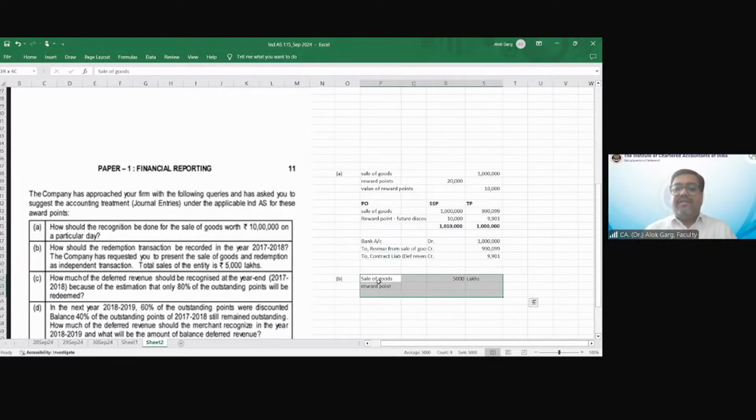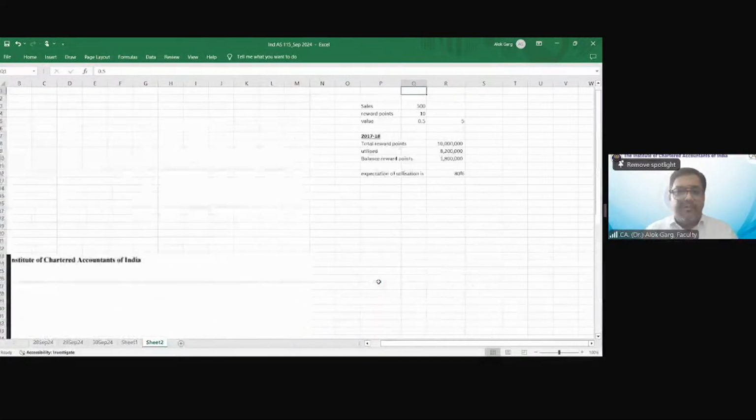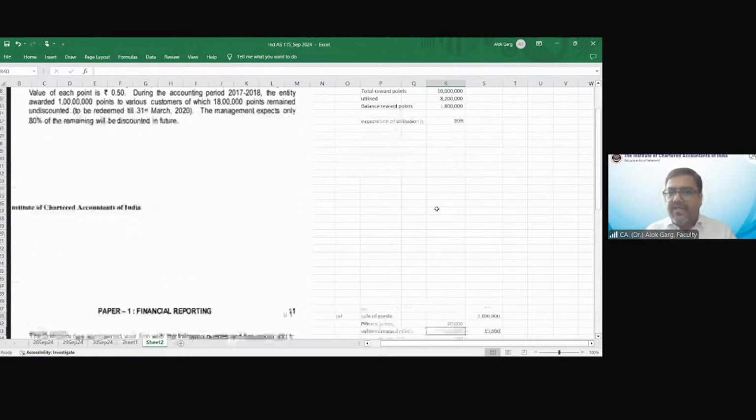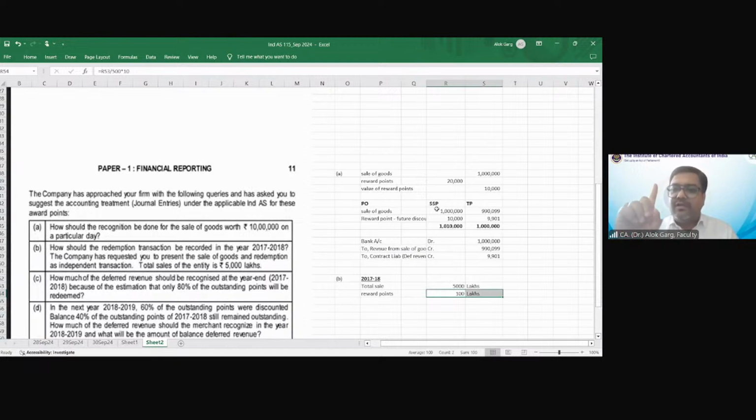Okay. So friends, in 17-18, total sales was 5,000 lakhs. What was the reward point on 5,000 lakhs? 5,000 lakhs divided by 500 multiplied by 10, that is 100 lakhs. This was given in the question, right? It said the reward points were 1 crore, so 100 lakhs of reward points came on 5,000 lakhs of sales. Correct. 100 lakhs means 1 crore, which was given in the question above as reward points.